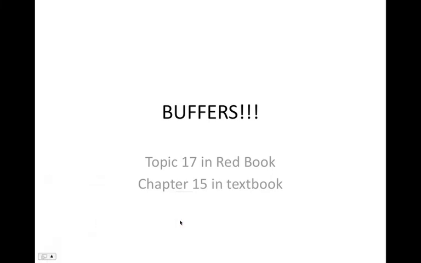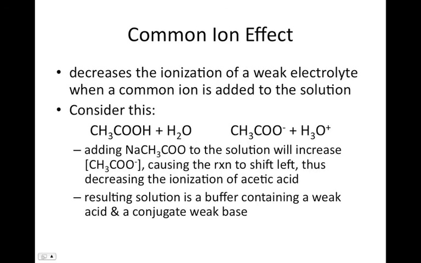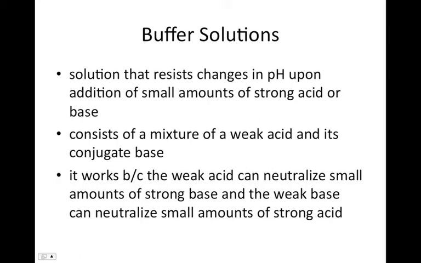All right, here we go with buffers, everybody's most hated topic on the AP chemistry exam. Oh, helps if I turn the thing on first. All right, so a buffer is all about, I think I'm going to do this one first.